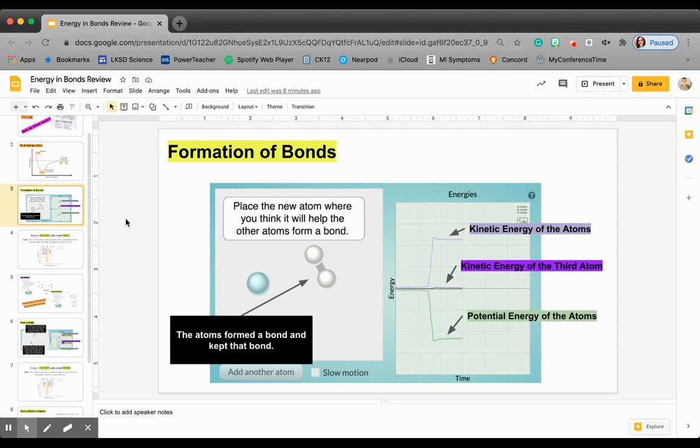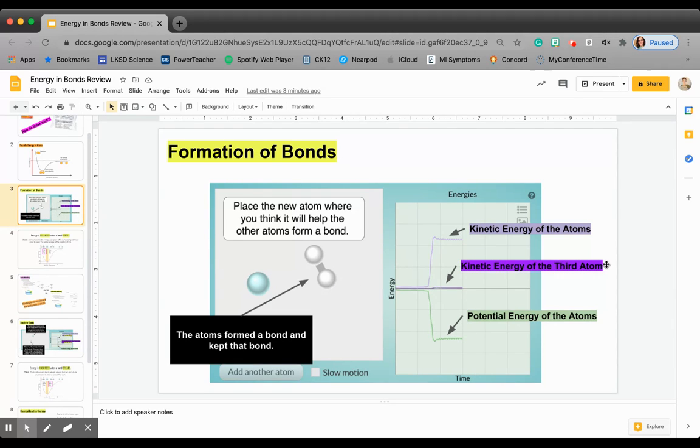For the next part of our review, we were talking about how we know bonds are going to be created when potential energy is at its lowest, when attractive and repulsive forces are balanced. But what exactly else do we need to know about the formation of those bonds?